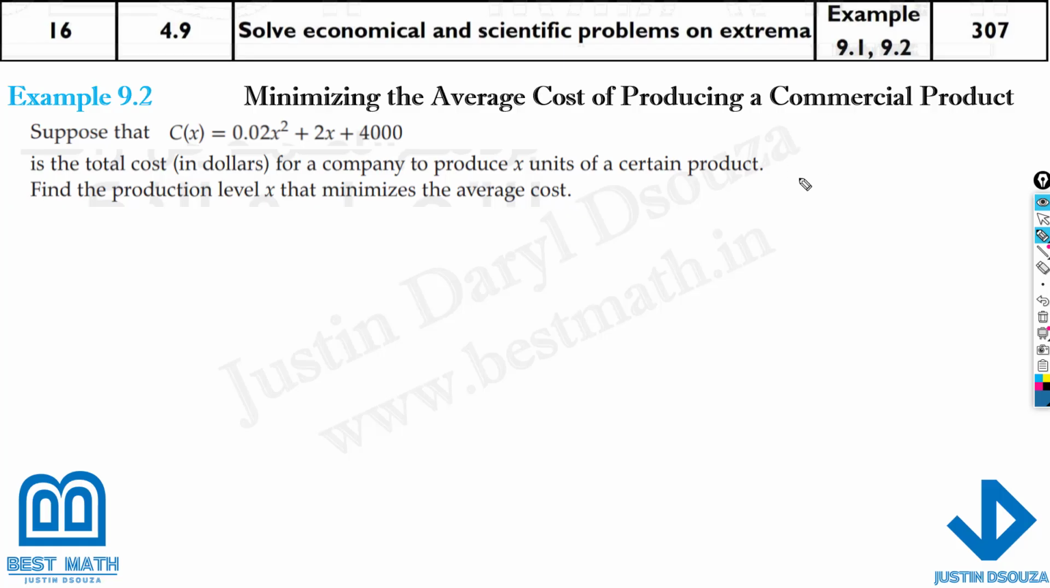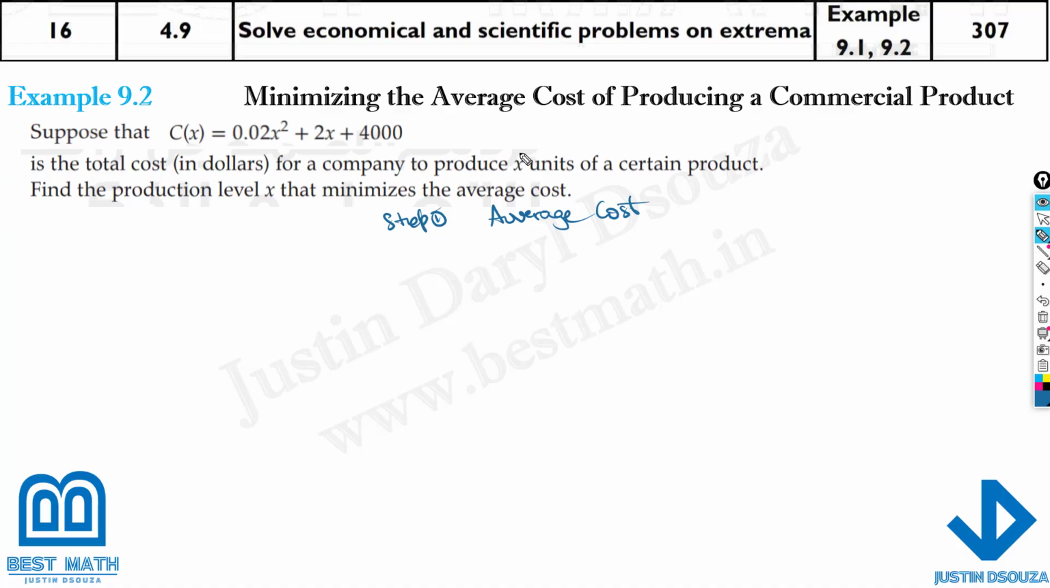Now we need to find the average cost. Again, the same function is given, but how do we do the average cost? Let's do step 1, finding the average cost. They have given this equation, and the company has to produce X units of a certain product. Find the production level X that minimizes the average cost. This is very important. We need to minimize the average cost. That means we have to find the increasing, decreasing, or the maximum and minimum. So, from the critical numbers, we can find this.